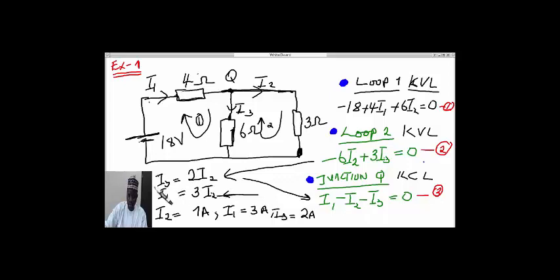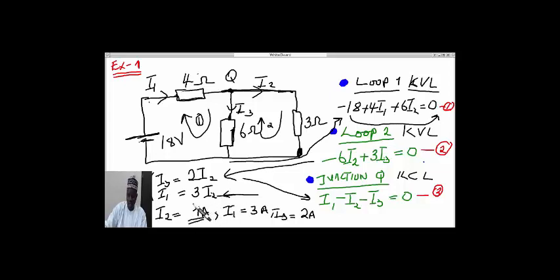So with this information, I will now substitute these 2 results into my equation number 1 so that I can find I2. Removing I1, I'm putting 3I2. I'm going to have 12I2 here. 12I2 plus 6I2, I'm going to get 18I2. This minus 18I2 is going to the right hand side, so it becomes positive. Therefore, I will have 18I2 equals 18. That will give me I2 equals 1.